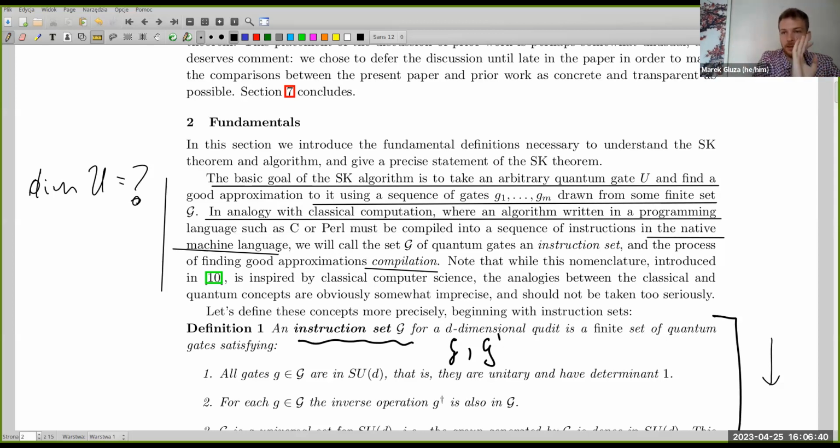Okay. But if I know the pulses for those gates, I might not know how to put the pulses together to get some unitary U here. So I would need to make a sequence of my known pulses to approximate that, and that's what we mean by quantum compiling. So we will have a set of quantum gates from the instruction set, the gate set, and the process of finding a good approximation is compilation. And a good approximation means up to some epsilon.